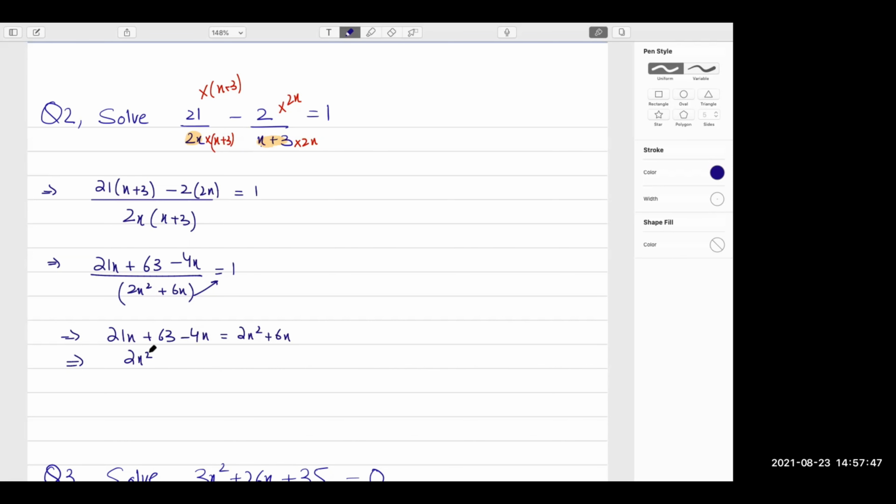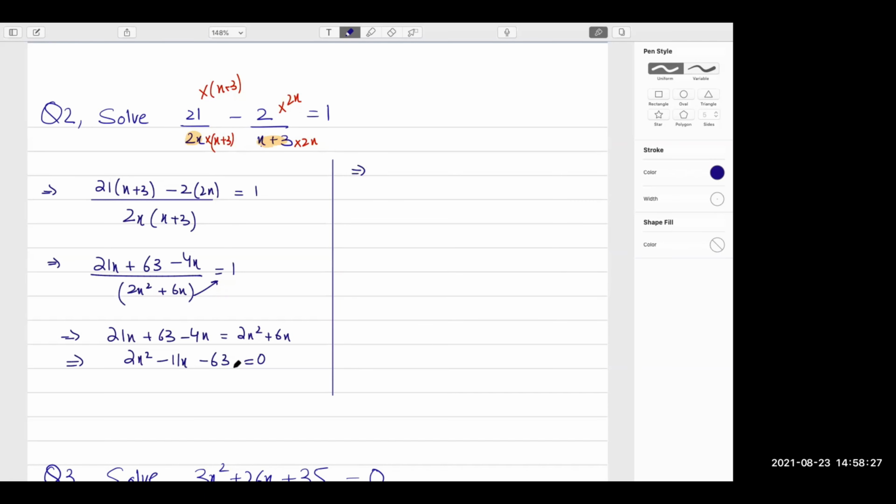2x squared, 21x minus 10x will be plus 11x, and minus 63. It should be minus 11x actually. Right. If you solve this equation, this is the simplified quadratic equation. So the entire fraction boils down to a quadratic equation. Now you can solve this.